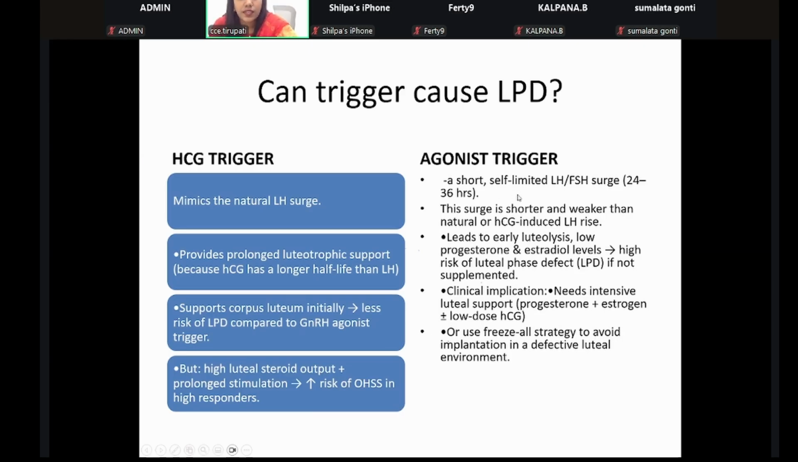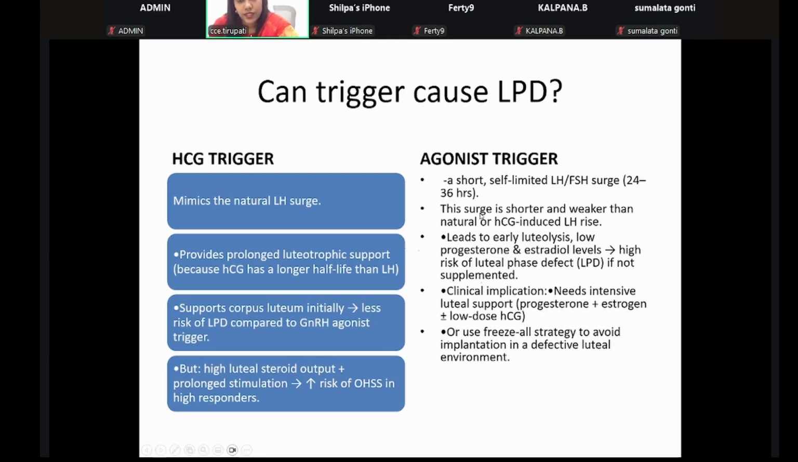So agonist trigger is a short, limited FSH LH surge, like 24 to 36 hours, and this surge is shorter and weaker than the natural or HCG-induced LH rise. So it leads to early and rapid luteolysis and low estradiol and progesterone secretion. So with agonist trigger, the risk of luteal phase defect is higher.